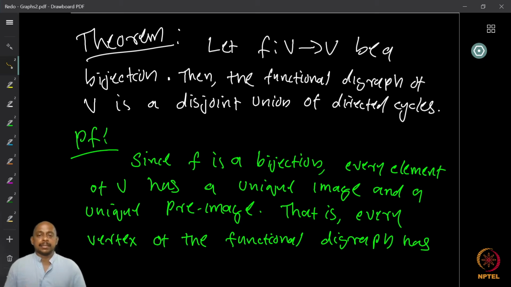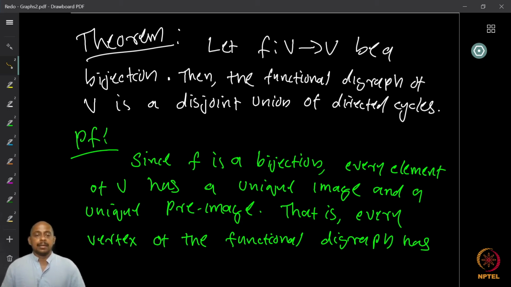So we know that f is a bijection, right? It's a bijection, which means that every element of V has a unique image and a unique pre-image. By the definition of bijection, there is a one-to-one correspondence. So every element has an image and it also has a unique pre-image. Which means that every vertex of the functional diagram has exactly one outgoing edge because it is a functional diagram anyway. But it also has exactly one incoming edge, right? So the outgoing edge is 1 and incoming edge is 1.